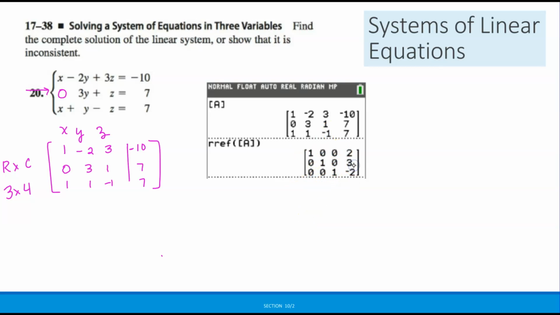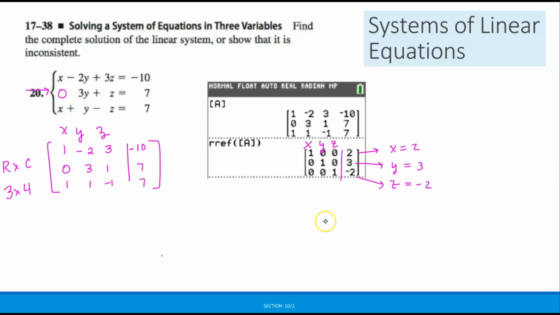Okay, so let's get that solution read. Here's the x coefficients, the y coefficients, the z coefficients. What this first row says is x plus 0y plus 0z, in other words, x is equal to 2. The second row says 0x plus y plus 0z, or y is equal to 3. And then our last row, 0x plus 0y, those x and y's get canceled out, z is equal to negative 2.